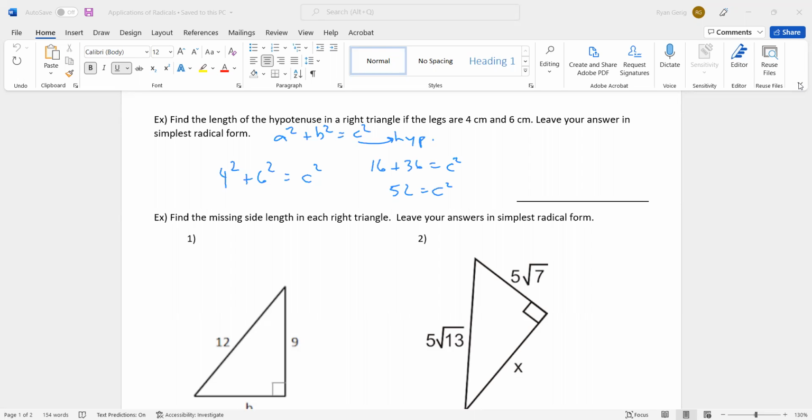This should look familiar. All the way back in lesson 1. How do I get rid of this squared? I have to take the square root. Square root of 52. I'm going to save us some time here. Leave it in simplest radical form. It is 2 radical 13 centimeters. Okay. So that's what we're going to be doing.